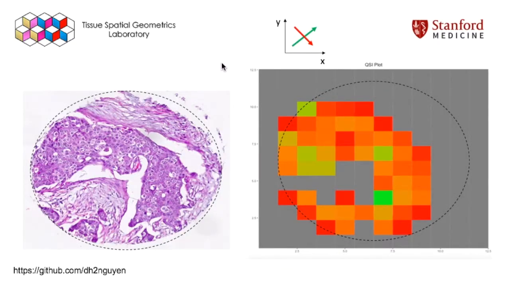And here's an example of what that does. So this is a biopsy of a human breast cancer. And this is its representation through the QSI algorithm. As you can see, it's really hard to pick out spatial information in the hematoxylin and eosin image of this tumor, because there's just too many things going on.